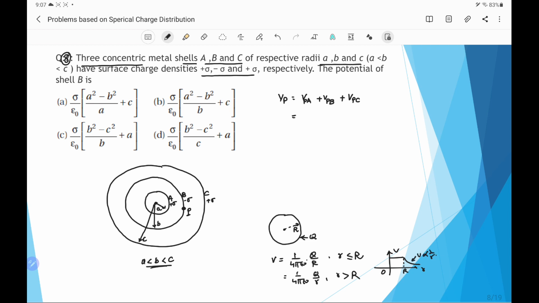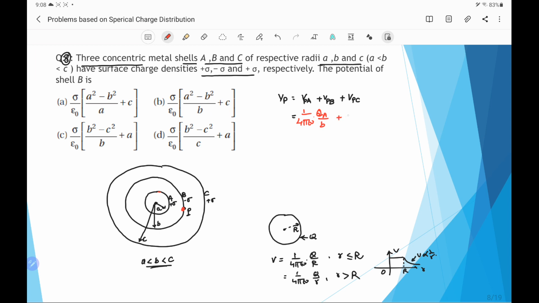So using this information, potential due to the charge on shell A at point P: in this case, point P is lying outside shell A. Therefore, the potential will be 1 by 4 pi epsilon naught, charge on shell A, divided by the distance of the point P from the center of the shell A, that is b.